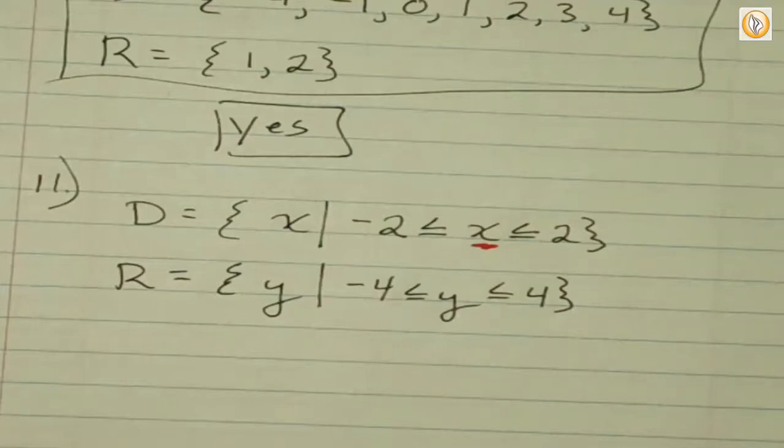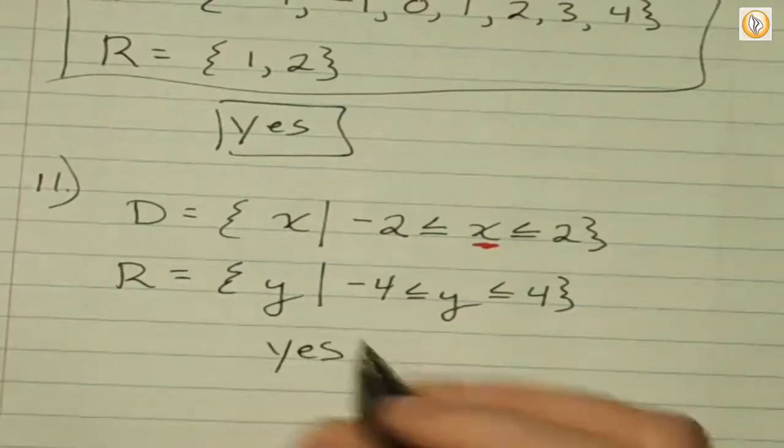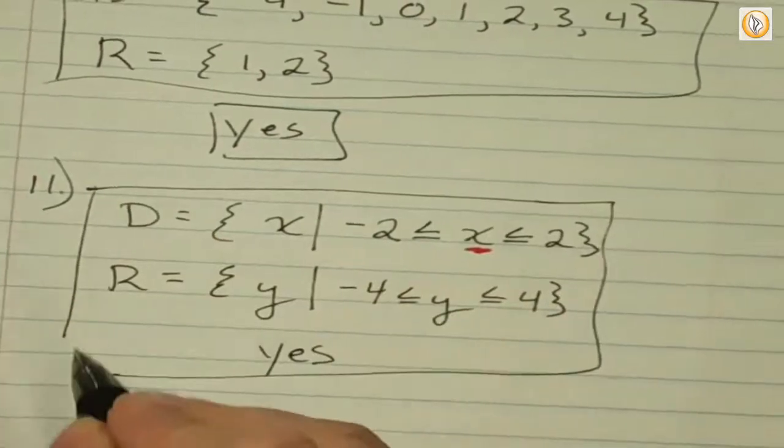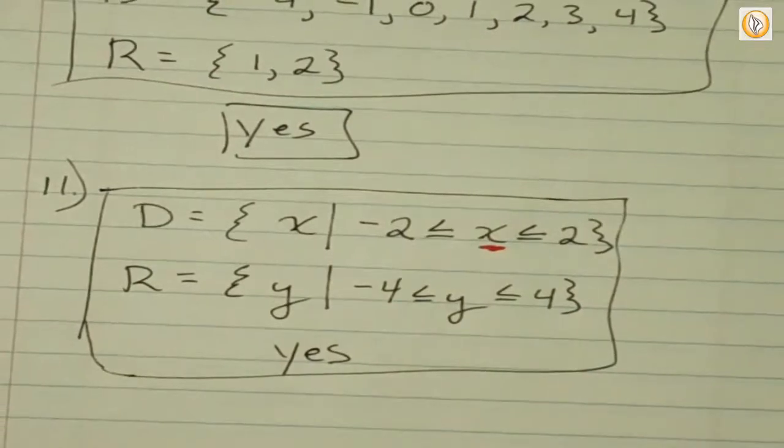Is this a function? Draw a vertical line on your graph. Draw a vertical line, not horizontal, vertical. That's up and down. No matter where you draw the vertical line, does it cross the graph in more than one place? It is a function, because no matter where you draw that vertical line, it does not cross at the same x.